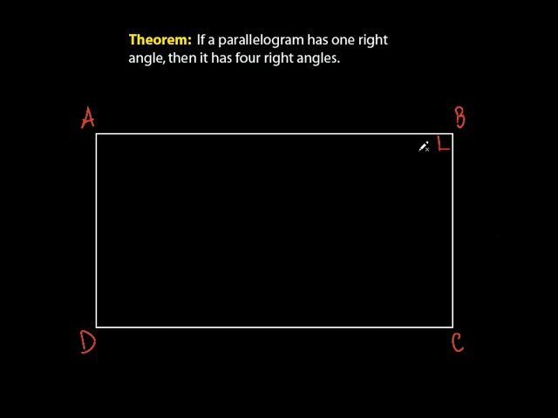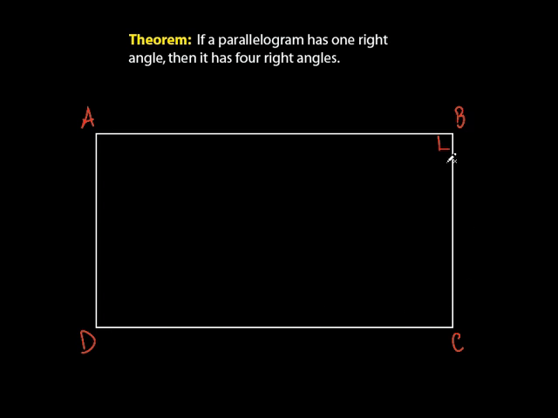And it can look like this, okay? You can have a right angle in here. That's perfectly fine. But this thing says if it has one right angle, then it has four right angles. So if you were only given that angle B was a right angle, I can automatically say that A, D, and C are also right angles.